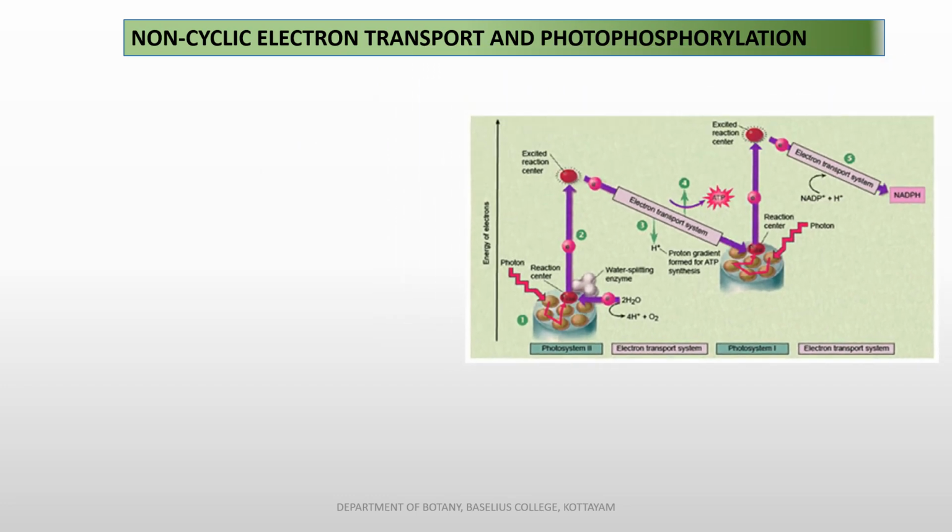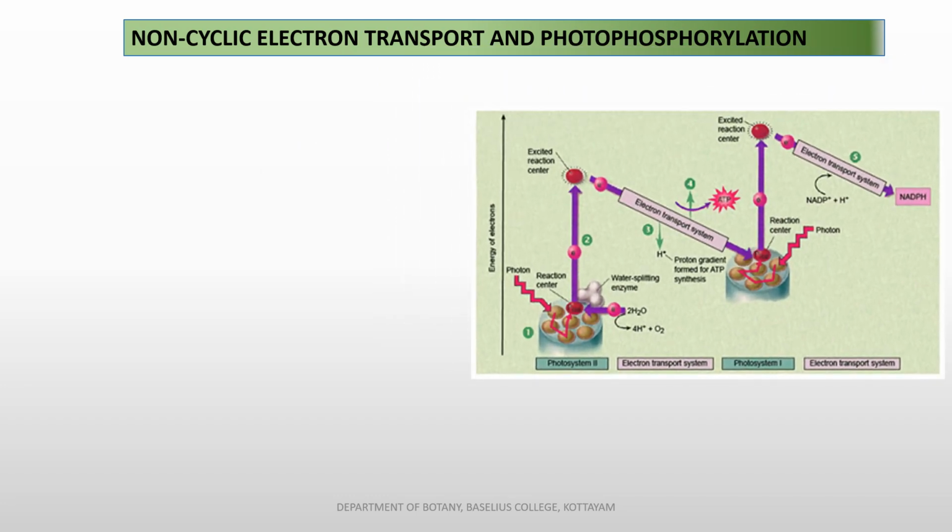Now I would like to summarize the non-cyclic electron transport that we have studied as the following points. So this is a very simple representation of non-cyclic electron transport. Here we can see both pigment systems are involved in non-cyclic electron transport. That is one important feature of non-cyclic electron transport. Here both PS1 and PS2, here PS1 and here this is PS2. So both pigment systems are involved in non-cyclic electron transport. That is the first important point.